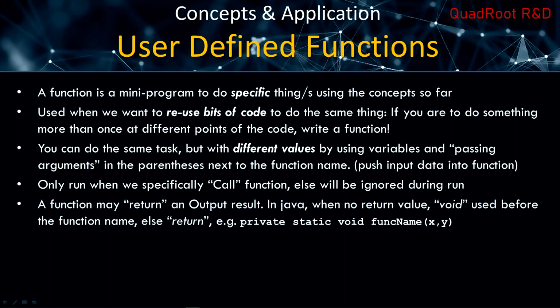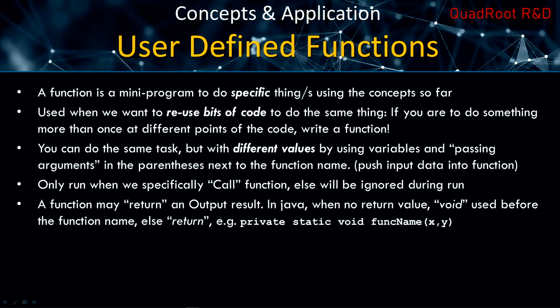So a function may return an output result. You remember we use the brackets next to the function name, we say def something in parentheses where we put the inputs. But a function may return an output result. And in Java, when no return value is there, we use void before the function. Now, do you recognize the word void? The void we saw before the main method.